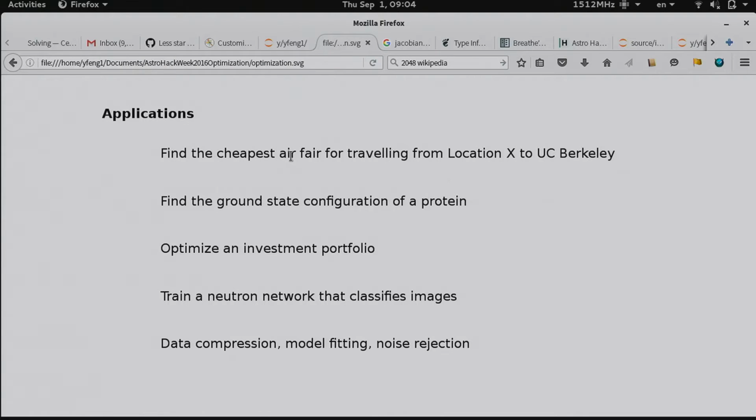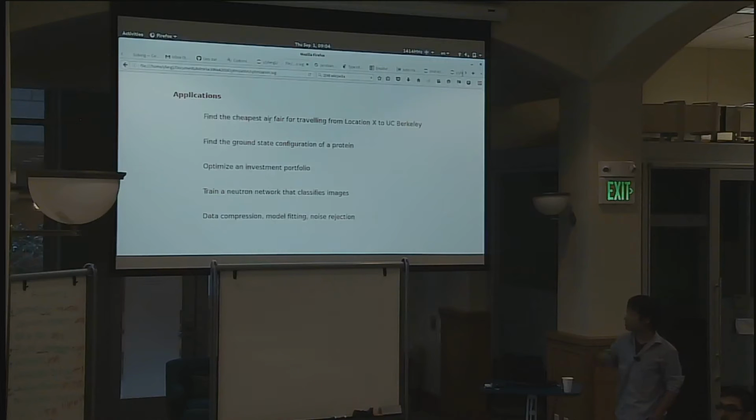Or if we are training a neural network to classify images, we want to reduce the rate of error, minimize that. Or if we are looking for data compression, or doing model fitting or rejecting noise from measurements, all of these problems are optimization problems because we are looking for something that's cheapest, lowest, or the most, or something like that. So these are optimization problems.